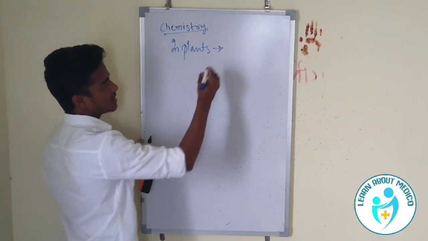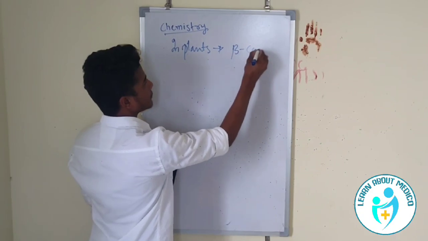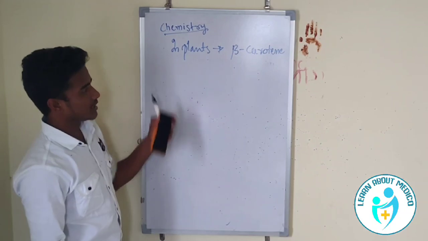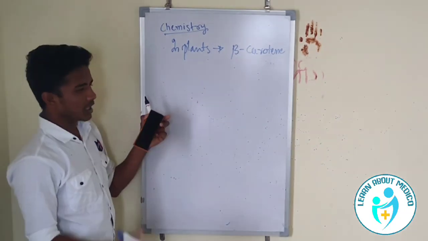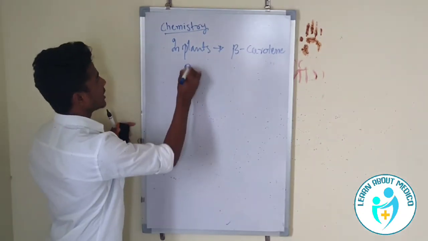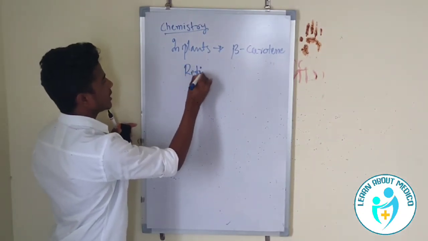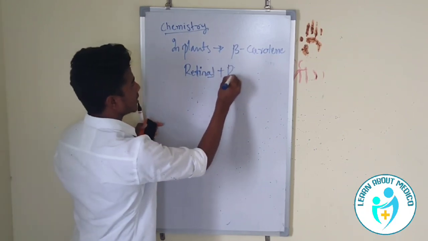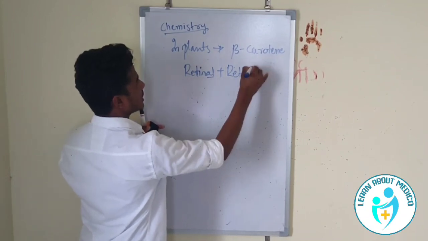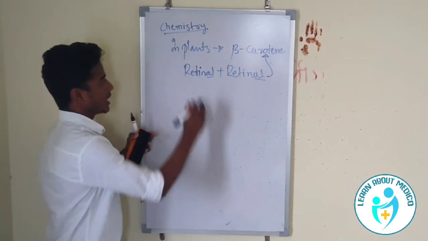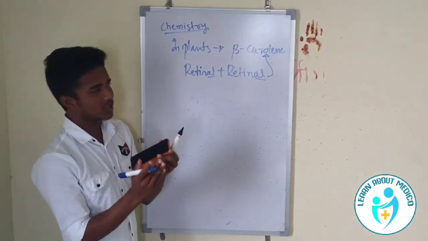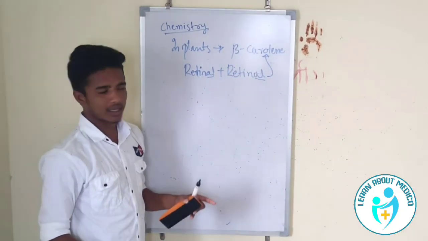Then I told you people that the vitamin A in plants is in the form of beta carotene. Beta carotene is nothing but the combined form of 2 moles of retinal. Retinal plus retinal is beta carotene. 2 moles of retinal, 1 mole and then 1 mole, combined together, that is beta carotene.